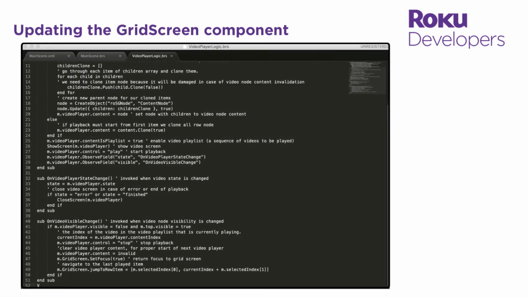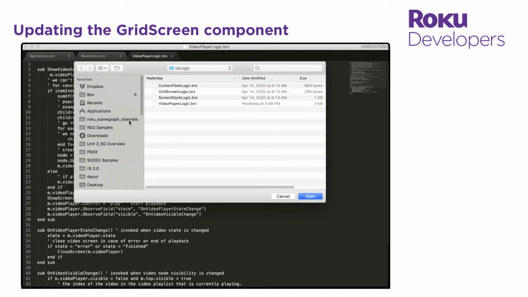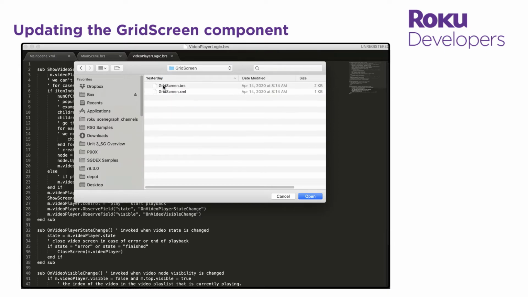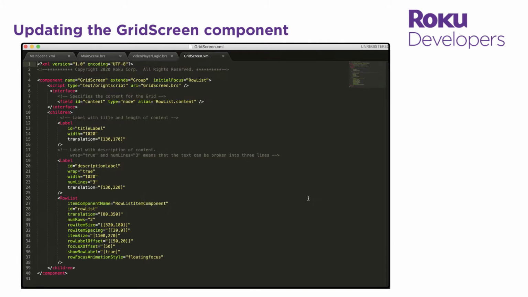Now that we've updated the main scene component and added logic for the video player UI, we just need to quickly update the grid screen so it can interact with the video screen, and then we're done. First, let's update the interface of the grid screen component. Just like we did with the main scene component, we need to expose the same row item selected field as we did in the main scene.